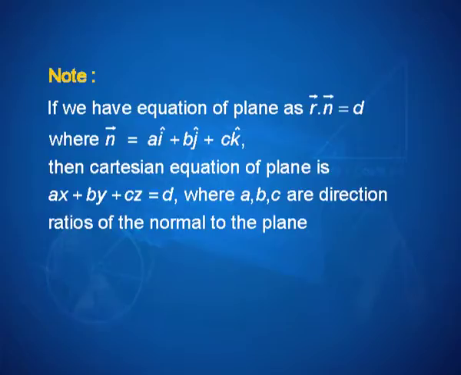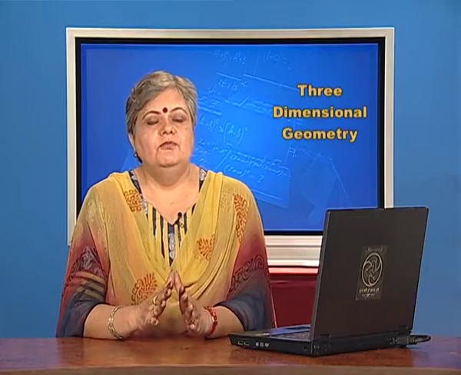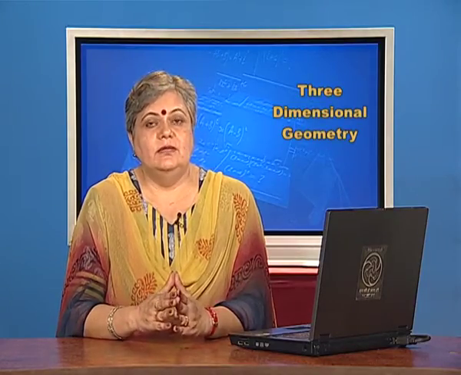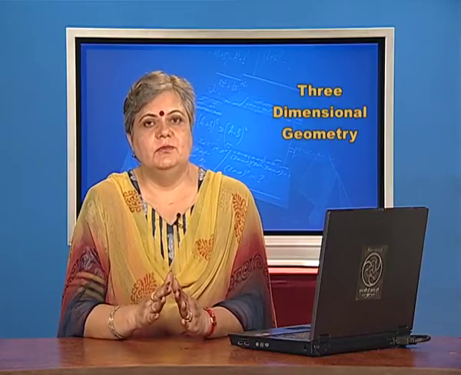Another possibility is if I know the point through which the plane passes and I know a vector which is perpendicular to the plane. The normal form depends on knowing the distance of origin from the plane.